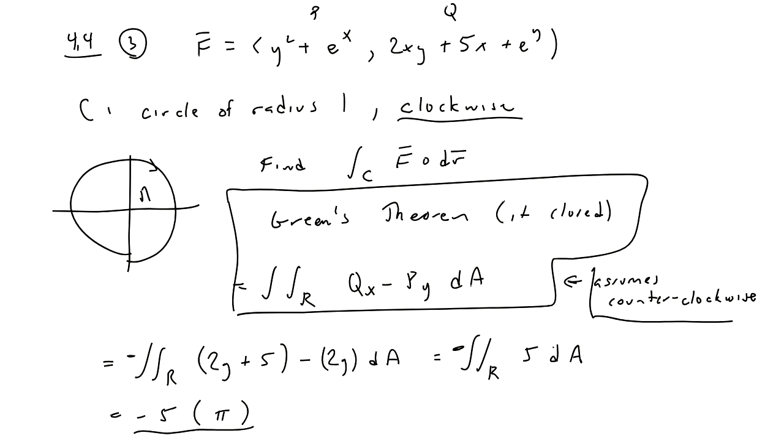So here's kind of the base for 4.4. This is Green's theorem, which is if it's closed, then you can change the line integral into a regular double integral over the closed region of q of x minus p of y. So any questions on this?